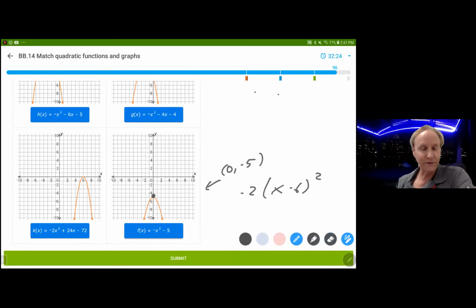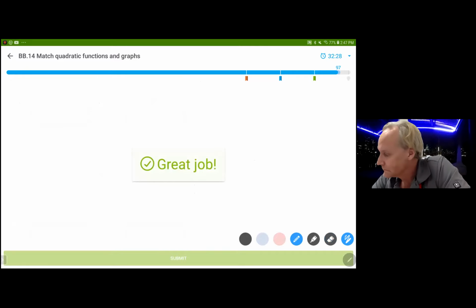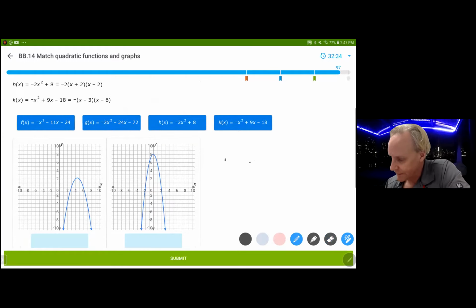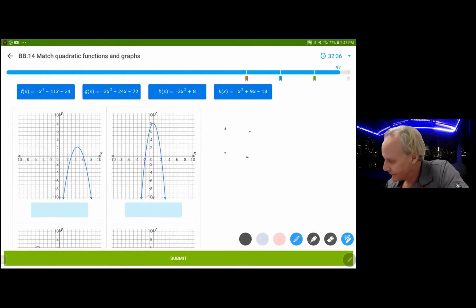There's a lot of stuff going on for these, and hopefully you'll practice them a little bit. They're so fun. I like matching these up. Okay, let's see. They're all negative. Put my eraser on so I don't mess it up. This h of x is going to be on the vertex. And here it is right here. Put him in.